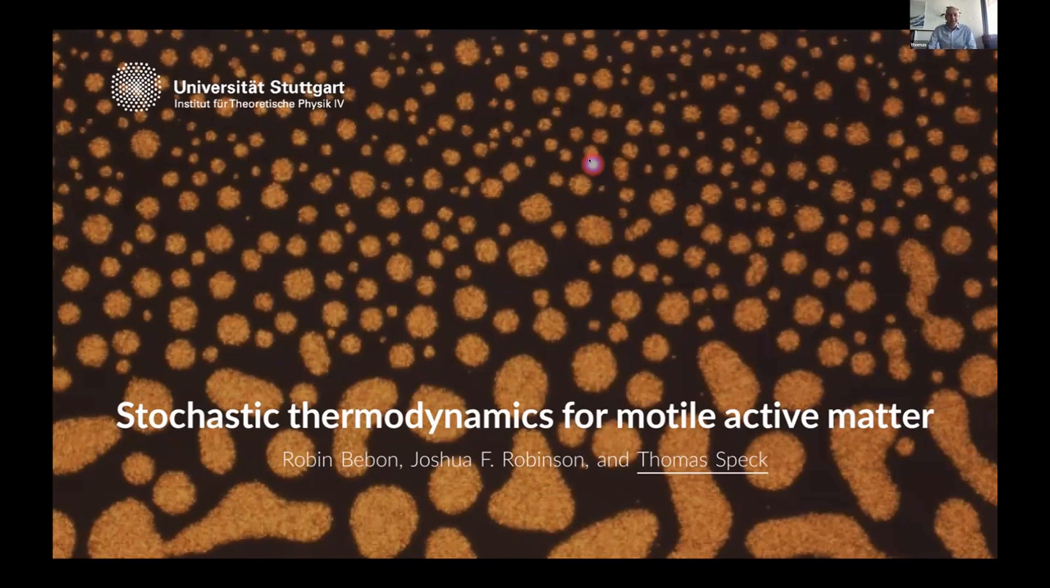This very nice workshop. So this is on applying ideas from stochastic thermodynamics to motile active matter, something that I've been interested in for quite some time.